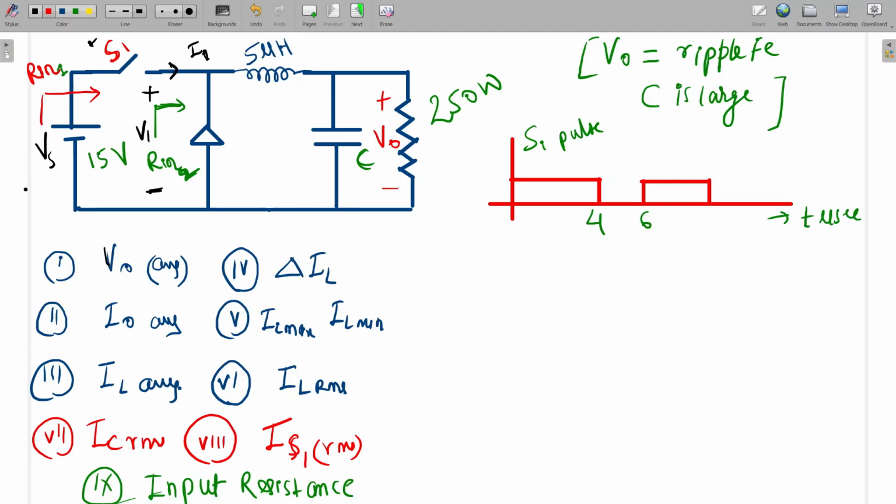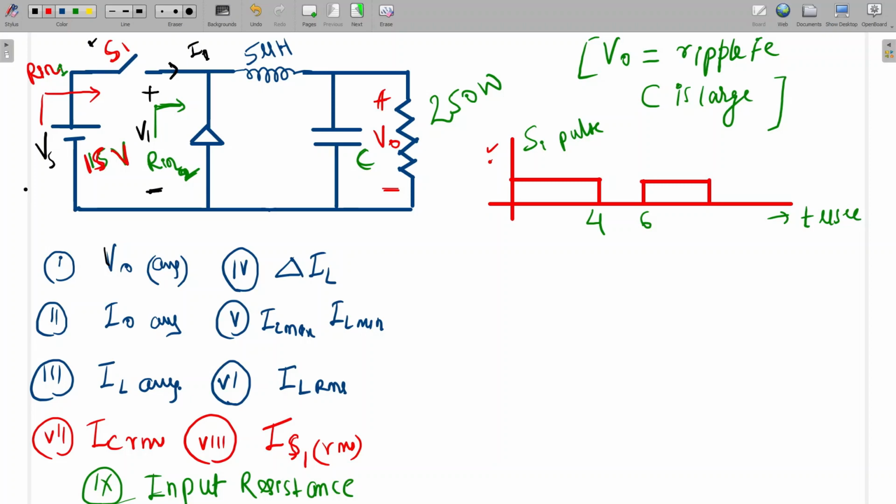See, this is the gate pulse to switch S1. This is a buck converter. So S1 we are turning on for 4 microsecond, and after that it will turn off till 6 microsecond. So the total time period is 6 microsecond and the on time is 4 microsecond. So what will be the average voltage here? Input voltage is given as 15 volt.